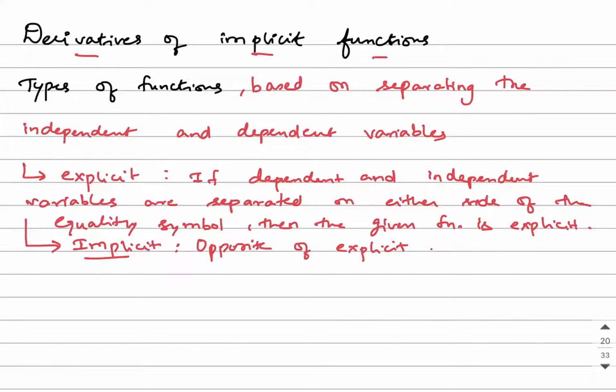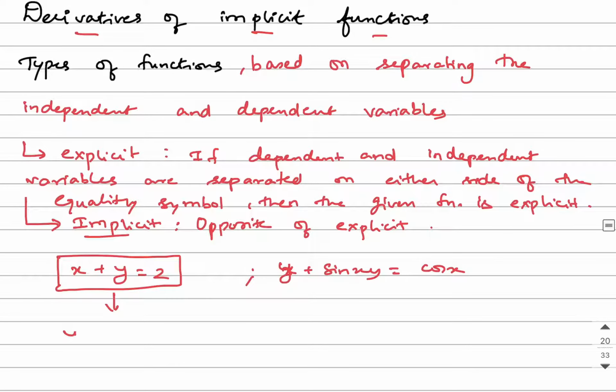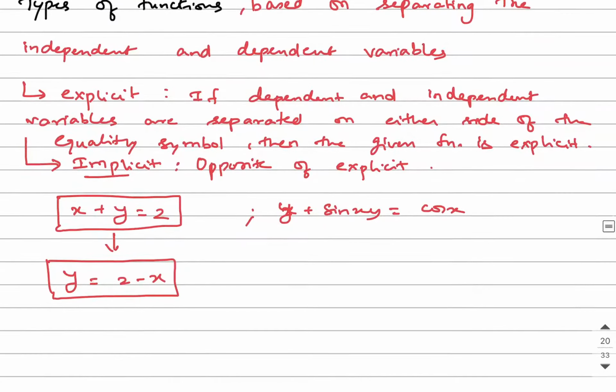Now let's take an example. Suppose I have a case x plus y is equal to 2, and I have another example, y plus sin xy is equal to cos x. If you look at the first function, we can make a rearrangement like this. I can write y is equal to 2 minus x. Now if you see, y is the dependent variable and x is the independent variable, means this is of the form y is equal to f of x.